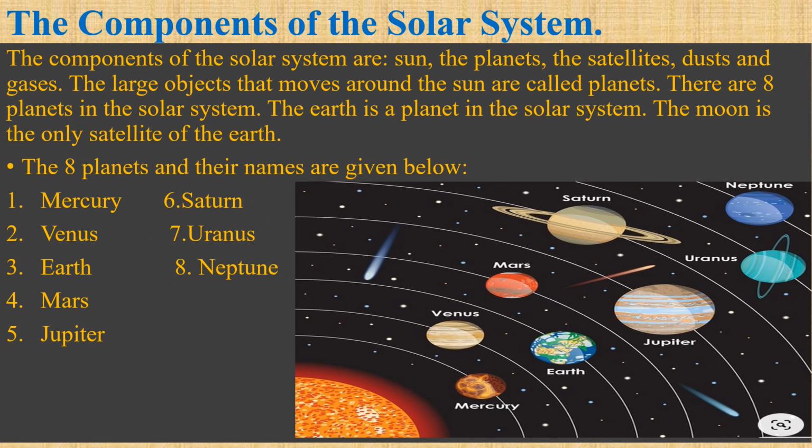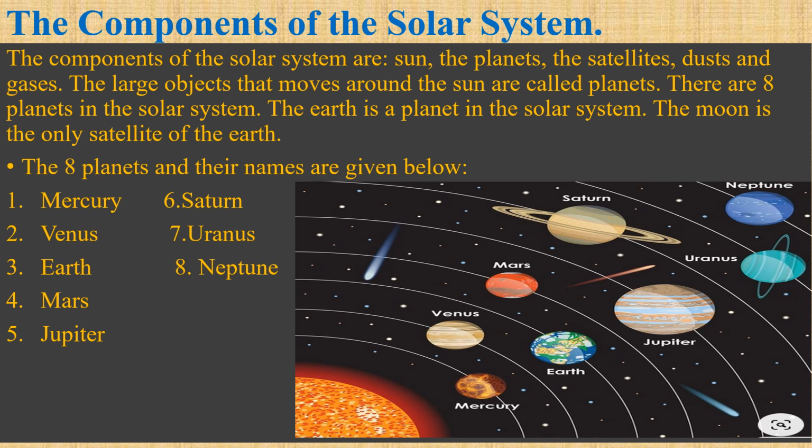Components of the solar system. Now, if we look at the picture, we can see what the solar system looks like. We can see different stars, planets, and the sun. The components of the solar system are the sun, the planets, which are shown in the picture, the satellites, dust, and gases.